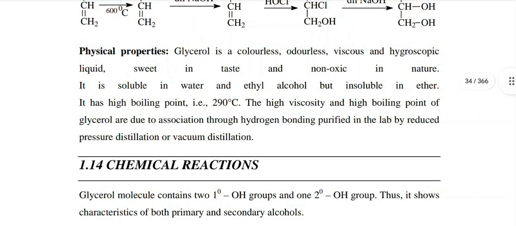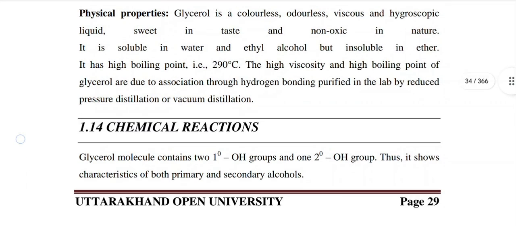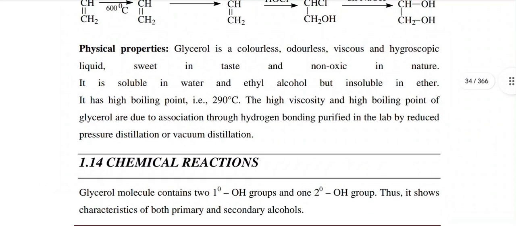Physical properties. Glycerol is a colorless, odorless, viscous, and hygroscopic liquid, sweet in taste, non-toxic in nature. It is soluble in water and alcohol, but insoluble in ether. It has a high boiling point, 290 degrees Celsius, and high viscosity. The high boiling point of glycerol is due to association through hydrogen bonding. It is purified in the lab by reduced pressure distillation, or vacuum distillation.